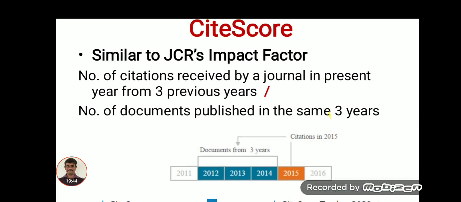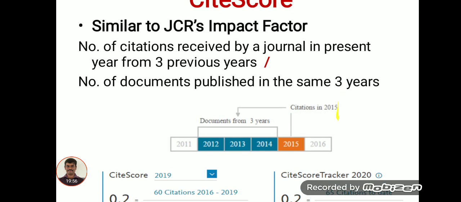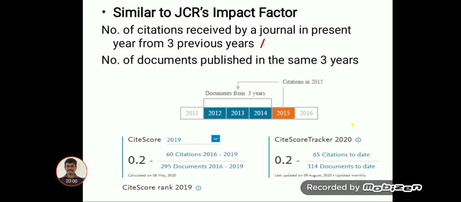So here in Scopus we use the terminology CiteScore instead of impact factor. Impact factor is used in Web of Science, CiteScore is used in Scopus. So this is how CiteScore is calculated.